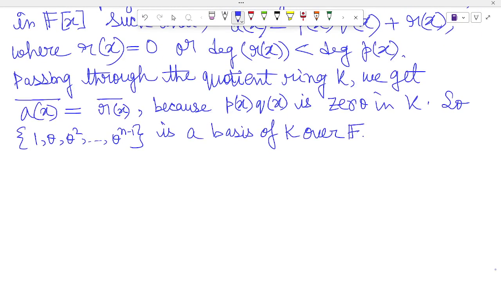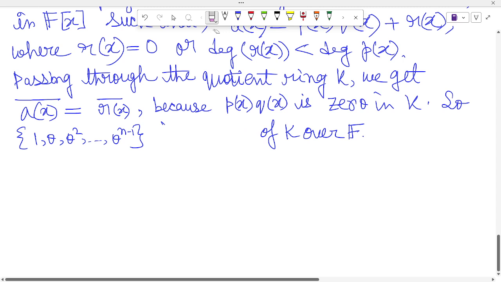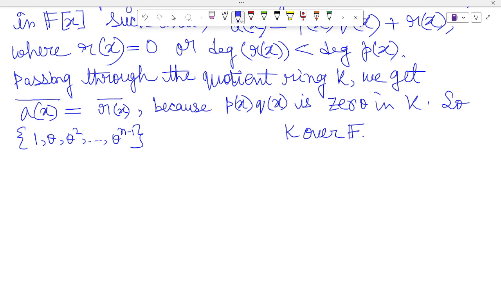So I will not say it is a basis. I will first say it is a span. Span the vector space A over F, because linear independence is not established yet. So it is a spanning set, and I cannot go above the degree of this thing. So only x bar to the power n minus 1 will be there.